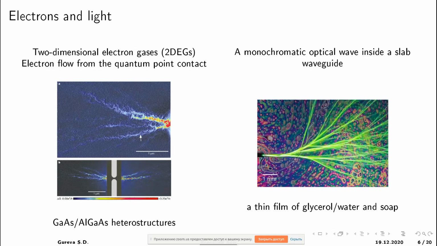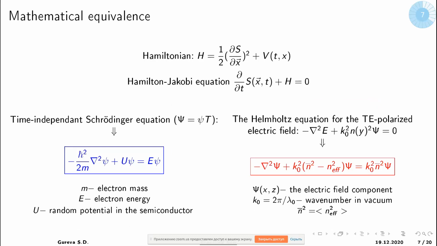So we investigated the propagation of a beam in a glycerol water soap film. It can be shown that both the electrons' wave function and the electric field component of the optical wave satisfy second-order differential equations of the same kind. For electrons, it's the time-independent Schrödinger equation, and for the electric field component, it's the Helmholtz equation.